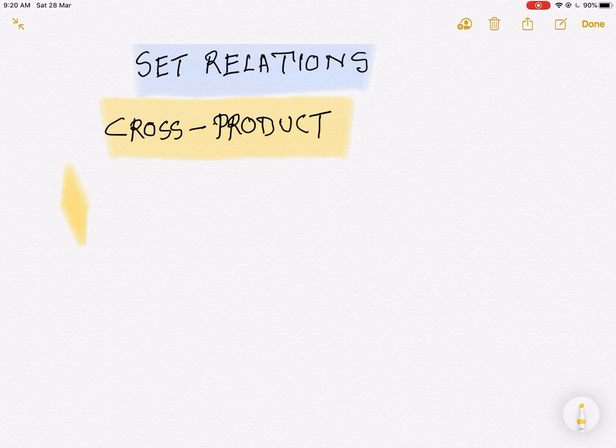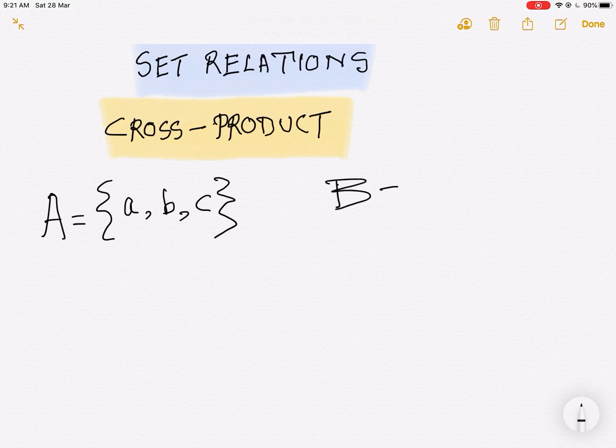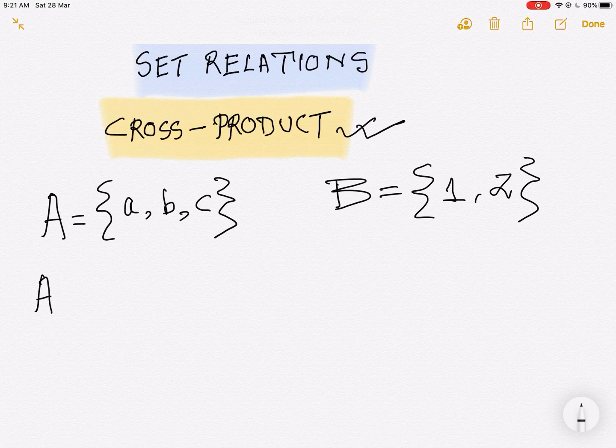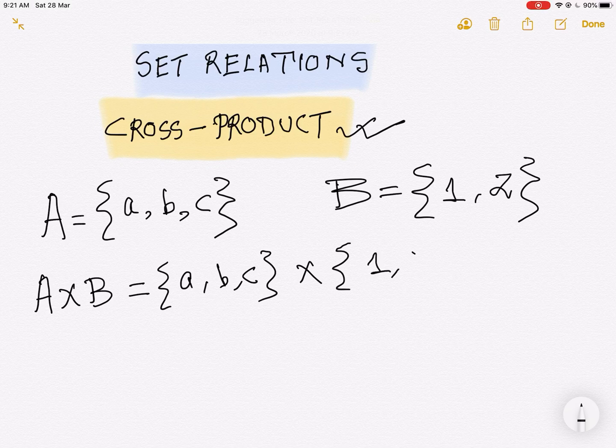So for example, let us consider a set, say capital A, having members a, b and c, and also another set capital B having the numbers 1 and 2. Now if we are to form the Cartesian product or cross product between the two sets A and B, this is symbolically denoted by A cross B, as we normally use the multiplication symbol, A cross B or A into B. So this is equal to the set {a, b, c} multiplied by the set containing the elements 1, 2.